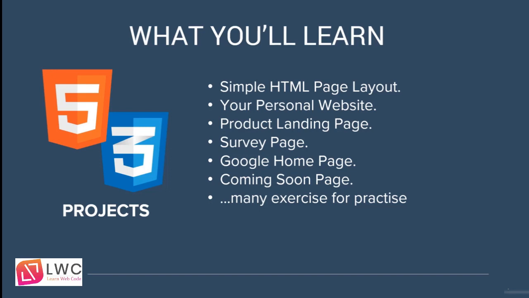After you understand how to create a personal website page, then we'll take a website called Casper.com and we'll try to replicate their Casper product landing page and create a similar landing page. We really go from nothing to creating a product landing page. Then we'll create a survey page. We'll also take the Google home page and we'll create exactly that using HTML and CSS. Then we'll create a coming soon page which you can use for your website as well. I'll leave you with plenty of exercises for your projects where you can go and do the hands-on work.